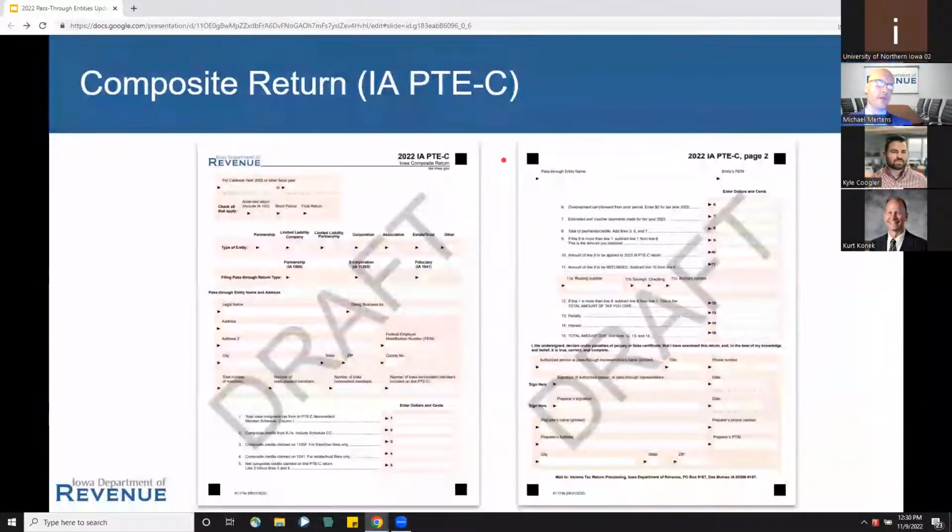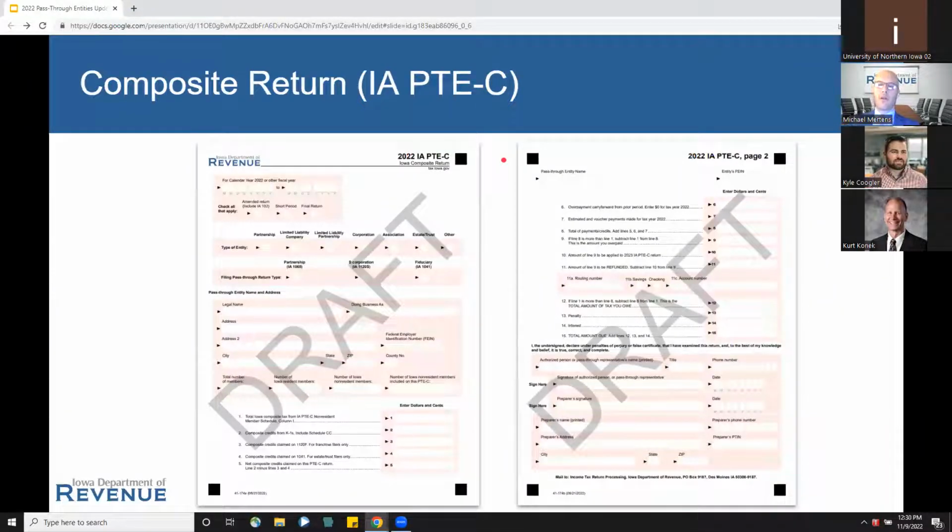Again, those Iowa source income amounts get computed, listed on the non-resident member schedule. You calculate a composite tax due for each non-resident member. Couple things to mention here. Tax credits are not claimed on the composite return, so there's no calculation made for Iowa tax credits.